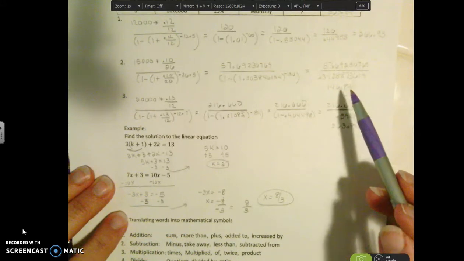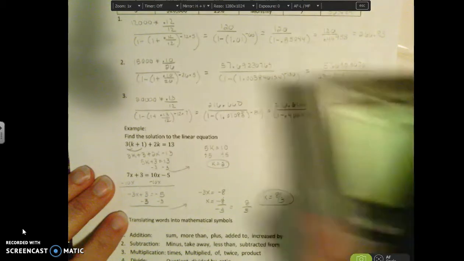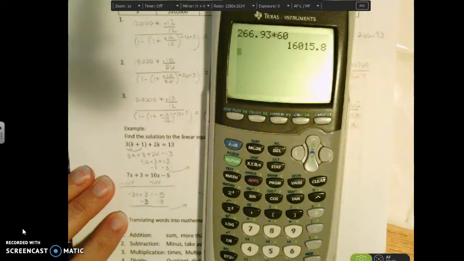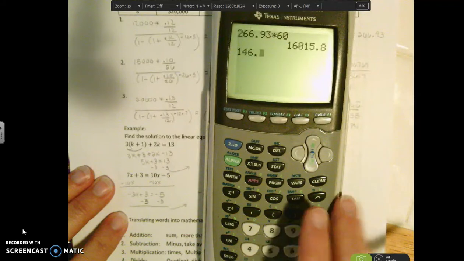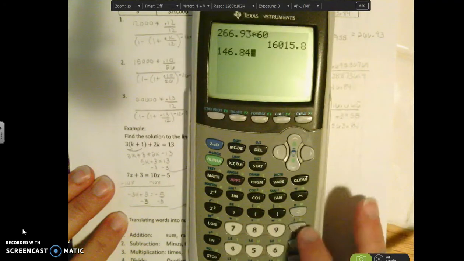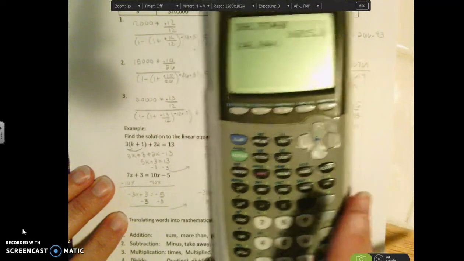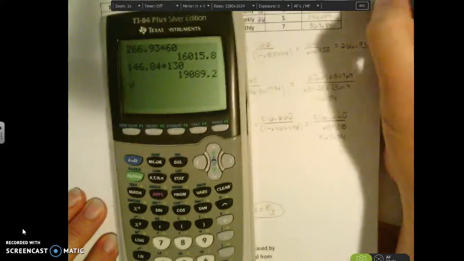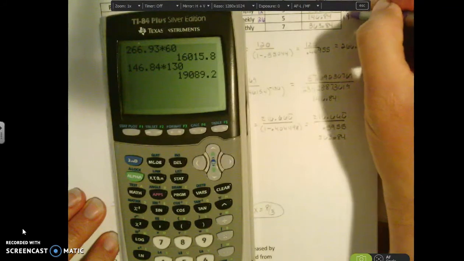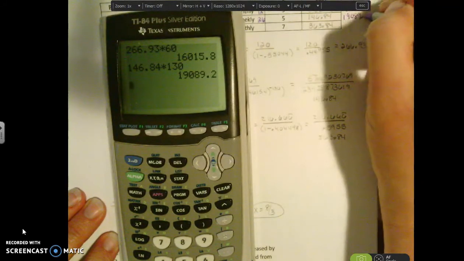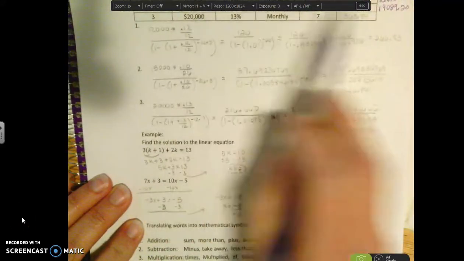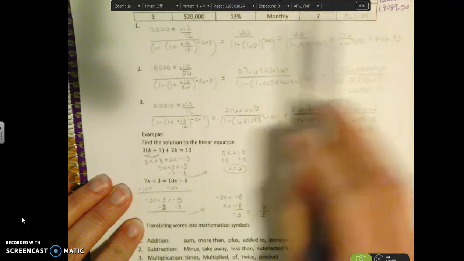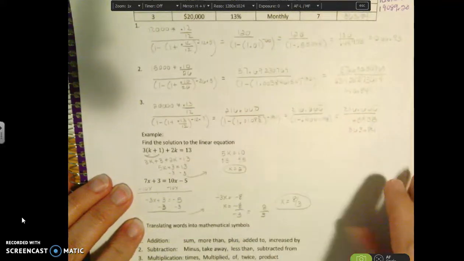So if I wanted to figure out that one, I could do the same thing, and I could say $146.84 times 130 payments. I just want to make sure I was looking at the right number. That means I'm paying back $19,089.20. Okay, so I borrowed $15,000, I'm paying back $19,000. So again, I have about $4,000 in interest.